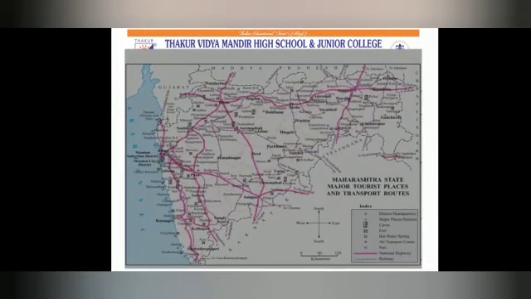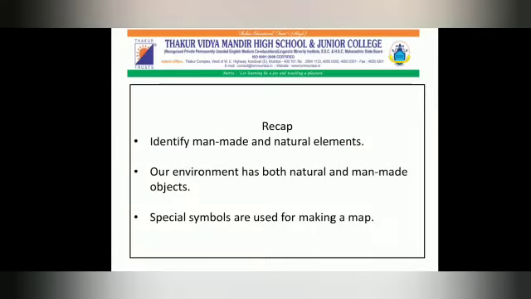I hope you have understood the symbols which are used in the maps and how they are used. Now let us have a short recap of what we have learned in this lesson. We have learned how to identify man-made and natural elements. Our environment has both natural and man-made objects. Special symbols are used for making maps.